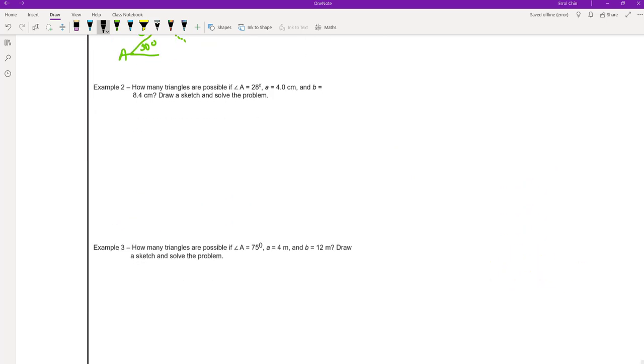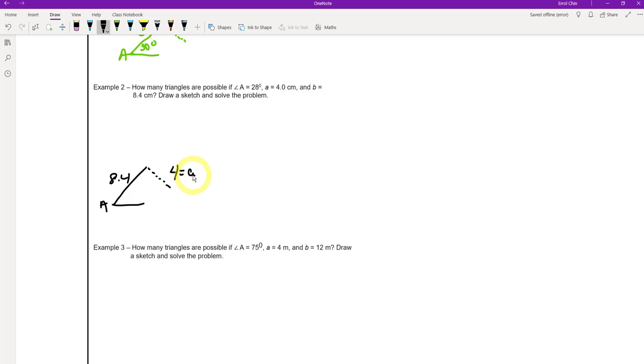Example 2. Example 2 says, how many triangles are possible if you've got an angle A of 28 degrees, side length of A of 4, and B of 8.4? So I always start like this. So I know this is A. I'm going to draw my dotted line. I have no idea if it swivels or if it hits straight up and down. I have no idea. So I always leave myself the option of it being able to swivel. So this is going to be 4, right? A is opposite little a. B, well, that's going to be 8.4.